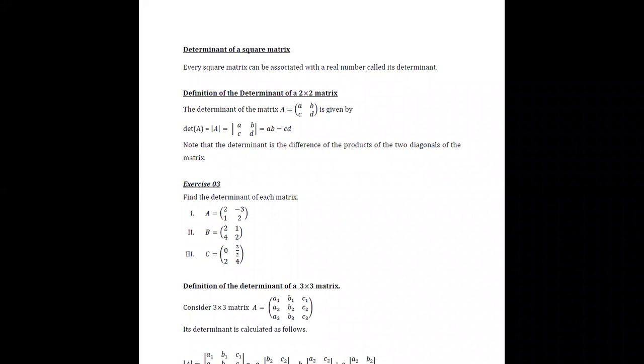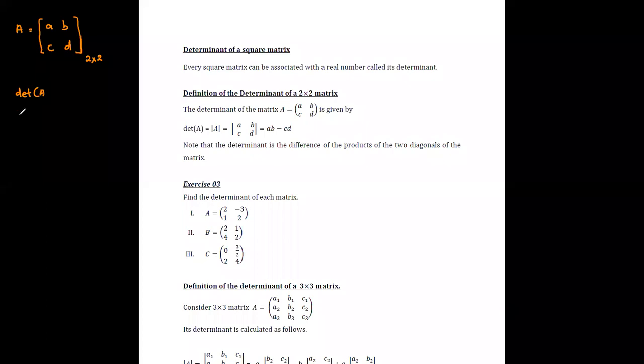Okay, first we will see how we can obtain the determinant for a 2 by 2 matrix. Suppose that you are given a 2 by 2 square matrix. We'll name our matrix A, having the elements a, b, c, and d. To denote the determinant of this matrix, we can use the notation determinant of A.